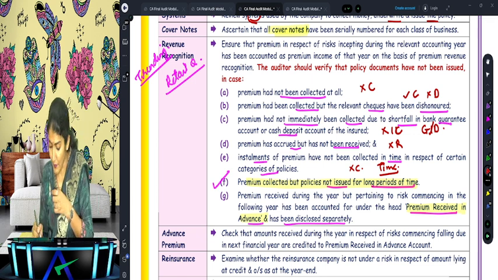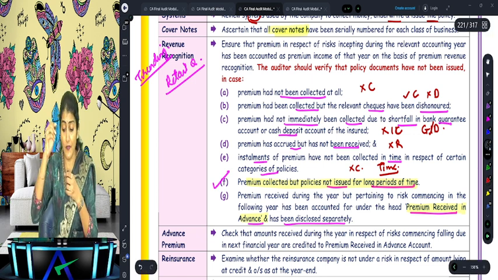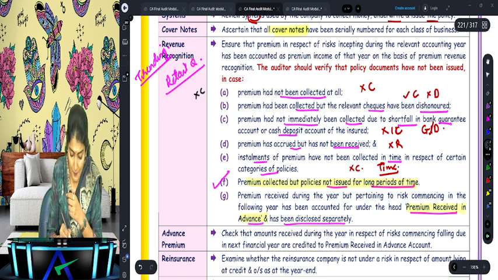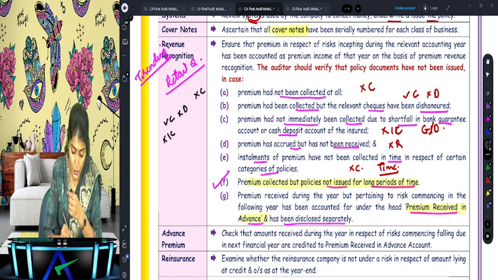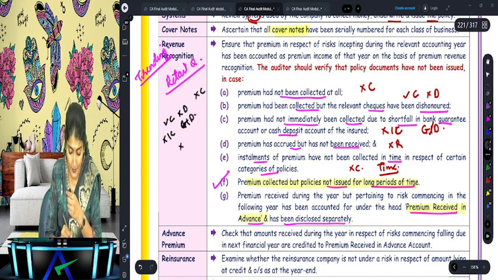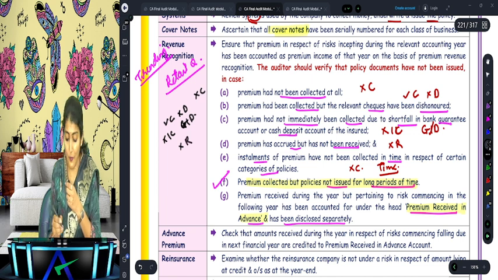Okay, right? So can we try it once again? When policy documents have not been issued by the insurance company: premium has not been collected; it has been collected but the check has been dishonored; it has not been immediately collected due to the shortfall in the guarantee or the deposit. Are you understanding that? Or the premium has been accrued but it has not been received. And then what does it say?